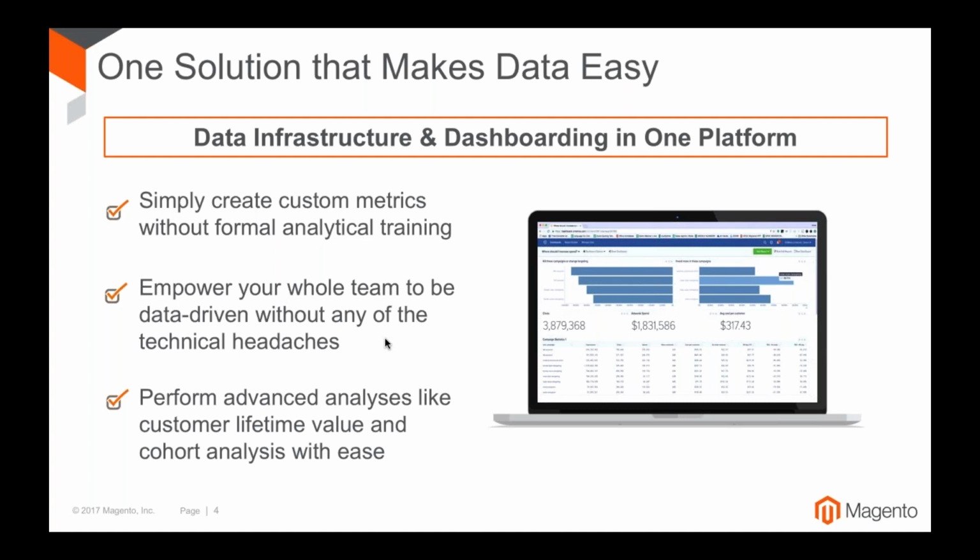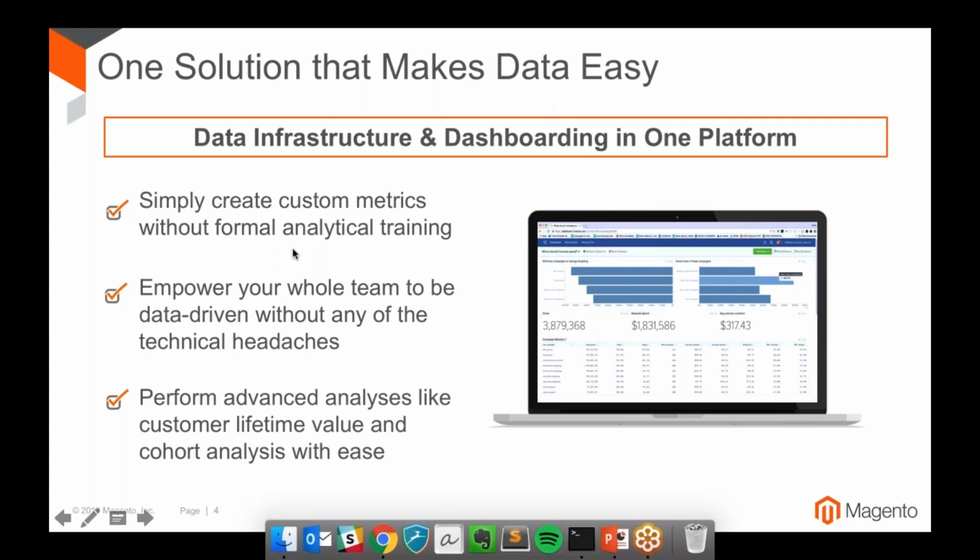So what is Magento Business Intelligence? Well, at its core, Magento BI is data infrastructure and dashboarding all in one place. Inside of a single platform, we solve the problems of consolidating your data that may exist in multiple sources, such as your Magento database, creating custom metrics that are able to be used and analyzed by business users who may not always have formal analytical training, and then providing a platform through which you can collaborate with your team to actually make data-driven decisions without needing to worry about the underlying technical headaches.